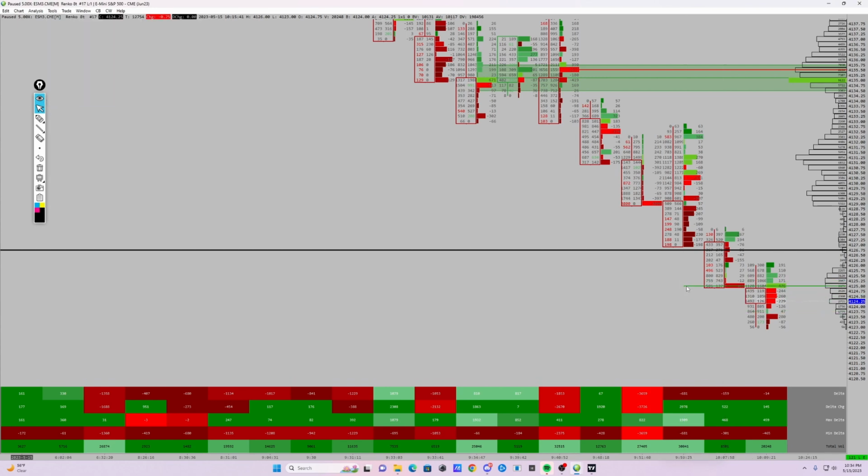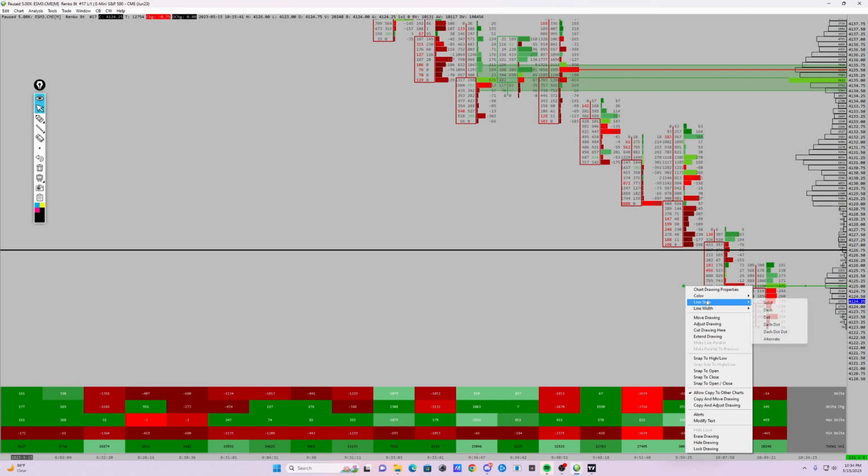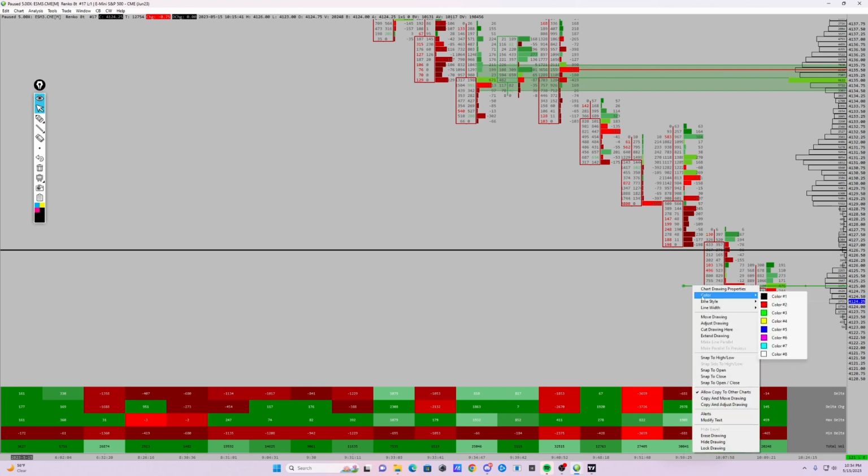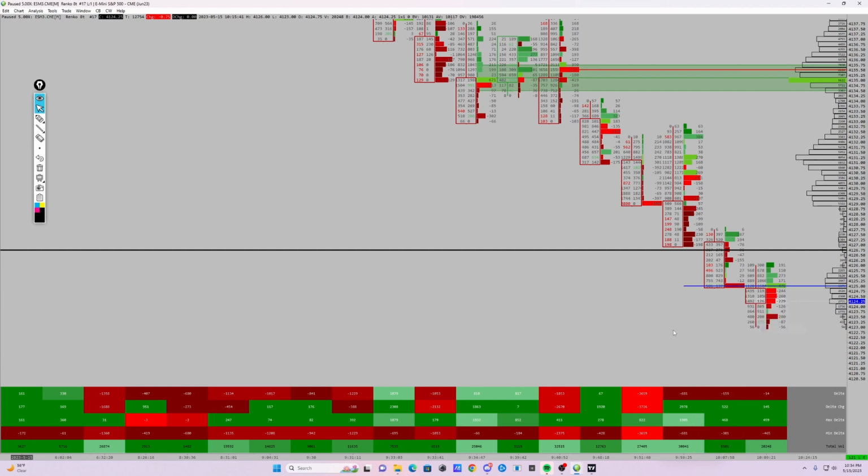I see something that I would mark out here in real time that I did today. Horizontal ray. I'll drop it right on top of these guys. I'll change the width to 2, and change the line color to this blue color. Why did I put a line here? This is the area where we're starting to stack the battle, where the orders are starting to stack in.